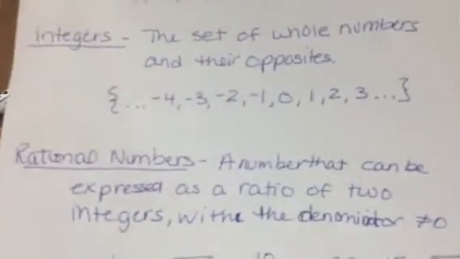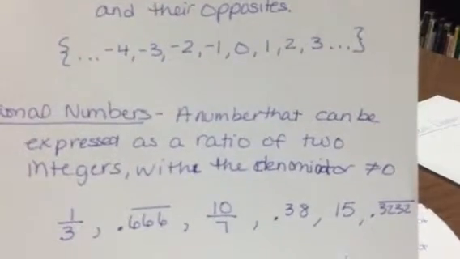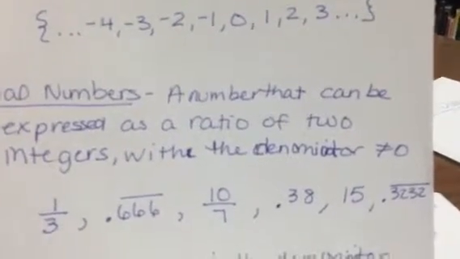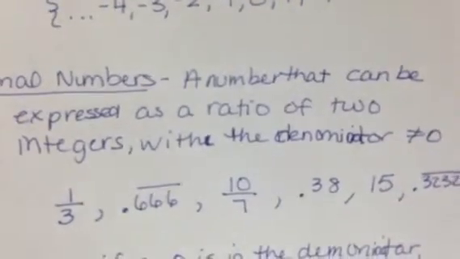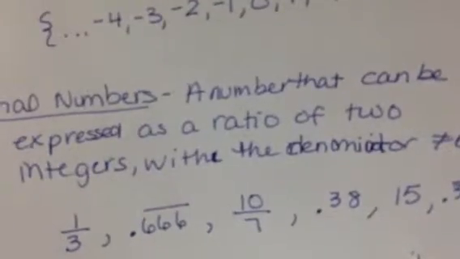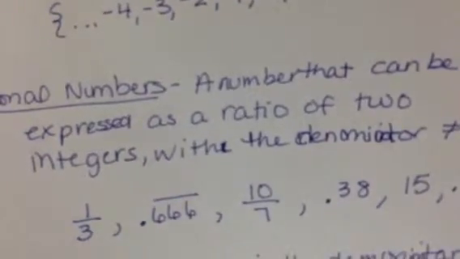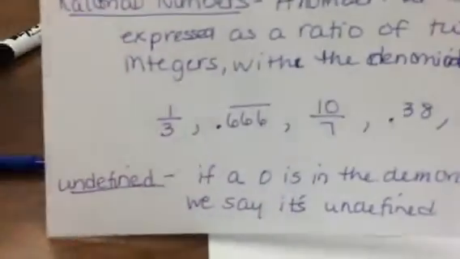Rational numbers are numbers that can be expressed as a ratio of two integers with the denominator not equal to 0. So a rational number is a ratio that can be expressed as two integers. So a repeating decimal is a rational number. 1/3 is a ratio. That's a rational number. 10/7 is a rational number because you can notice it's a ratio. A ratio is just a fraction. So those are all rational numbers.